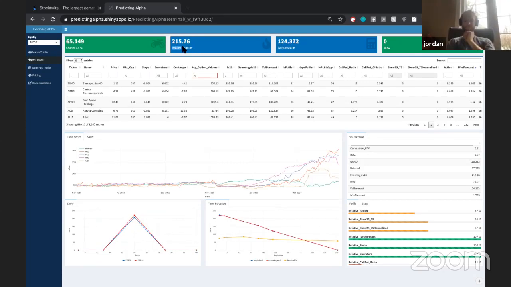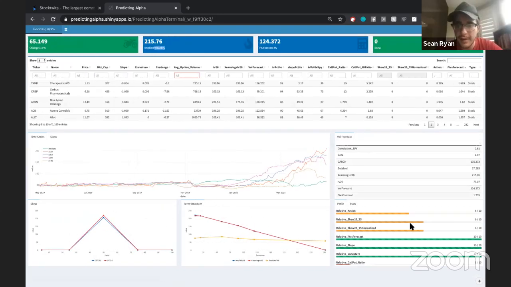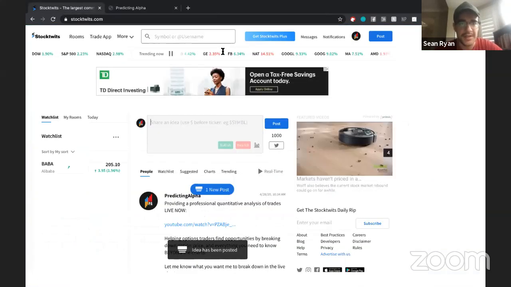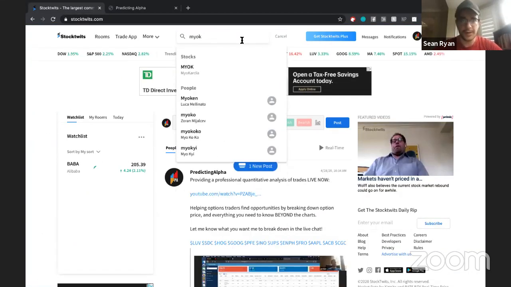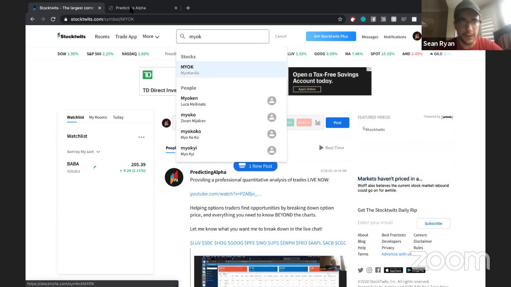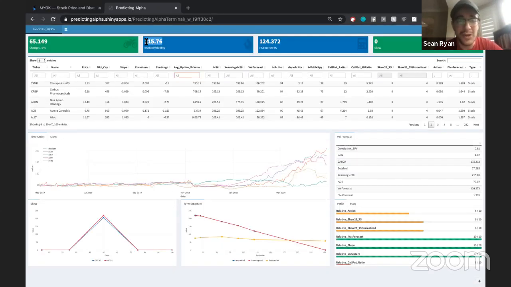Yeah, they look okay. Okay, so this is wild, Warren. I don't know how you found this thing, but Jordan, can you hop on? Let me hop on StockTwits quick because this is actually crazy. I need to know what's going on here. If we look, the implied volatility is 215 and the realized volatility is 124. Literally almost double the volatility, right?